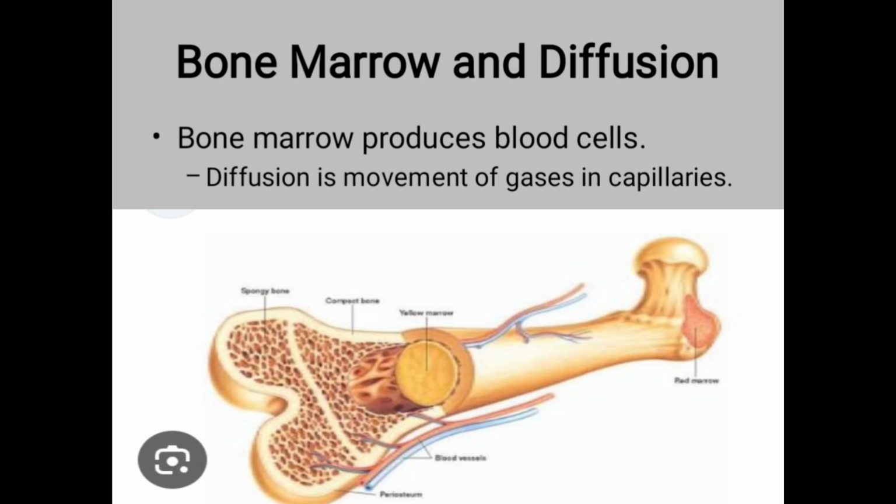So bone marrow, like I told you, touch your nose. At the top of the nose you can see something hard, bone type. This bone is called the bone marrow. It produces blood cells. Blood cells. Now the word used is diffusion. Diffusion is the movement of gases in capillaries.